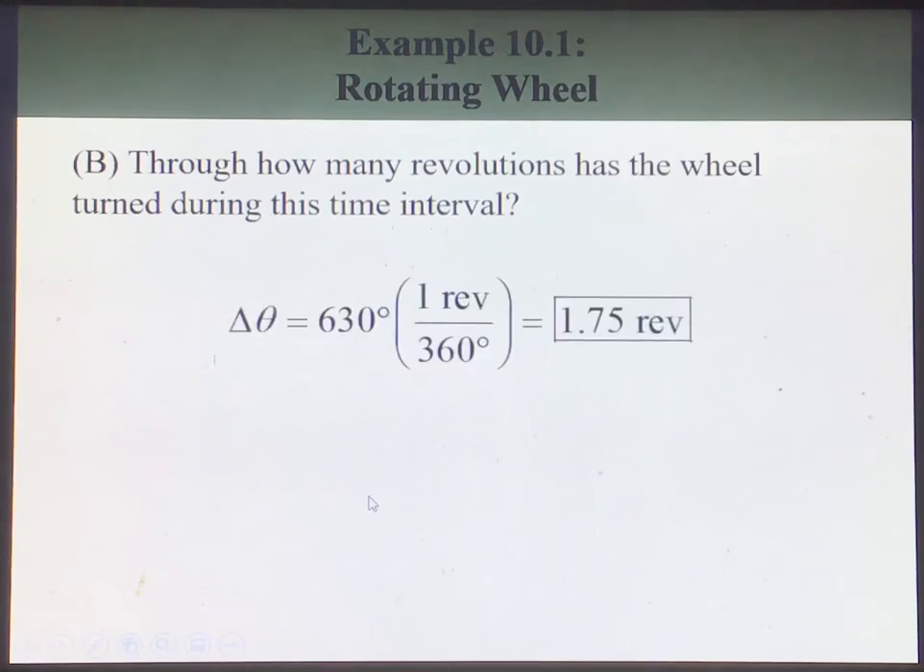All right. Because one revolution is equal to 360 degrees, if we just divide 630 by 360, you get a total of 1.75 revolutions.